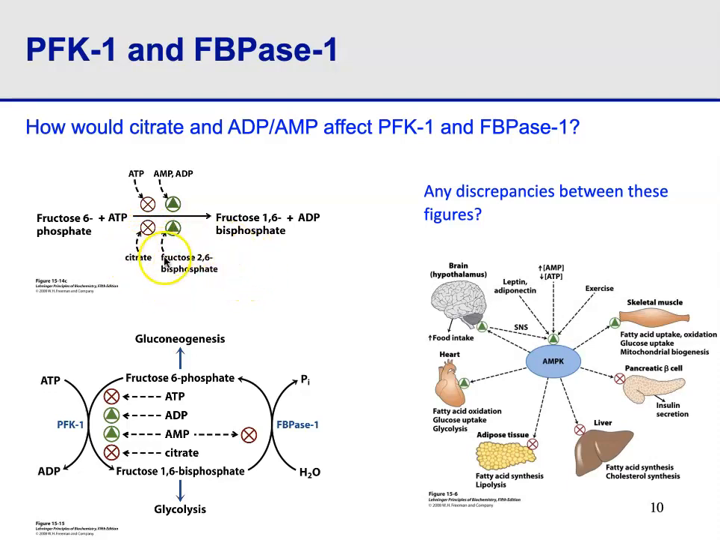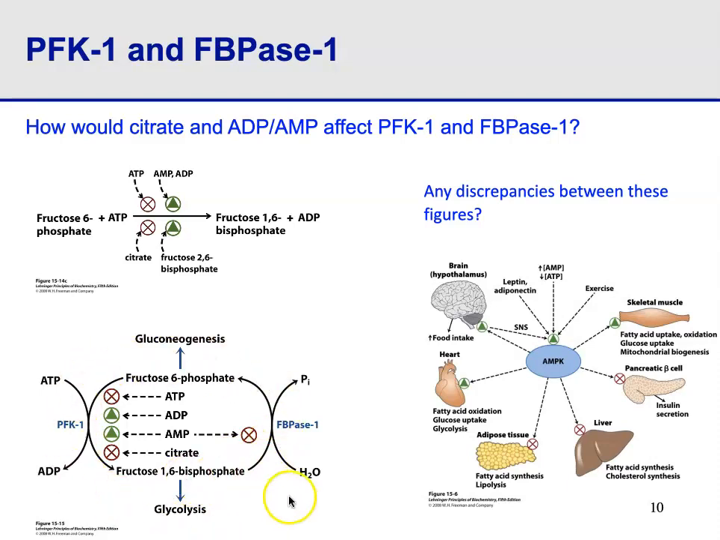Now, here we also see on this figure that there is another metabolite called fructose 2,6-bisphosphate that plays a role in the activity of PFK1 and FBPase1. Let me actually backtrack a little bit and leave fructose 2,6-bisphosphate for a moment, and I'll come back to it, but I just wanted to focus again on ATP and ADP.